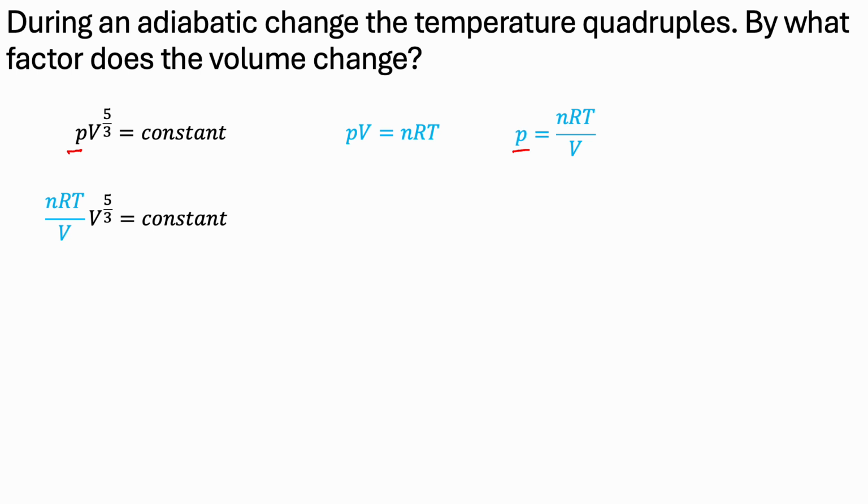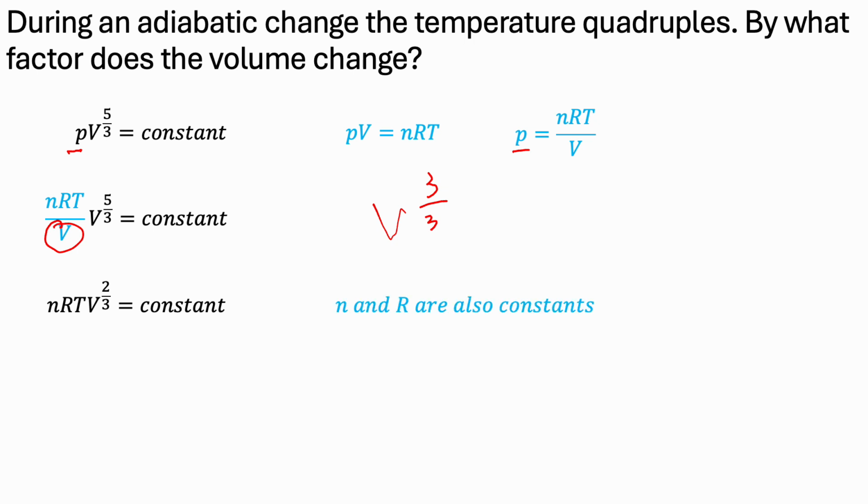Now, because this V to the 5 over 3 is effectively V times V to the 2 over 3, we can actually cancel out one V there, and that leaves us with nRT times V to the power of 2 over 3. That equals a constant, and because n and R are also constants, we can chuck them on the right side of the equation there, lump them in with the other constants, and this gives us another really useful equation which crops up fairly regularly in IB papers.